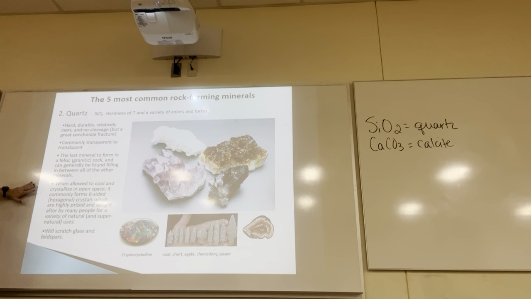They're highly prized. People love to use their crystals for whatever mystical properties they might contain. And I don't know if that can be proven scientifically, but people seem to really enjoy them, so that's good for us. Some people like making jewelry out of them. Sure, yeah. And they can scratch glass and feldspars because they're pretty hard, so it's just a durable thing. Normally, they're translucent to transparent, and they have a conchoidal fracture. So there's all different examples of quartz.